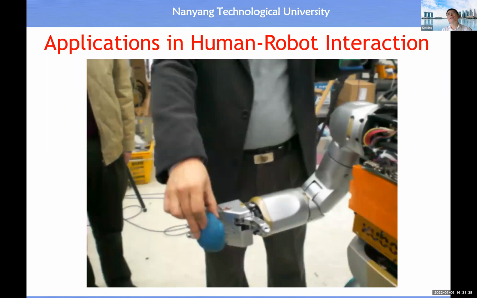Force is a very important physical quantity in the mechanical domain, and especially through the use of force, we could achieve human-robot interaction, human-computer interaction, or robot interaction with its work environment, all right? And this video shows you a typical example of human-robot interaction with the use of force, all right?